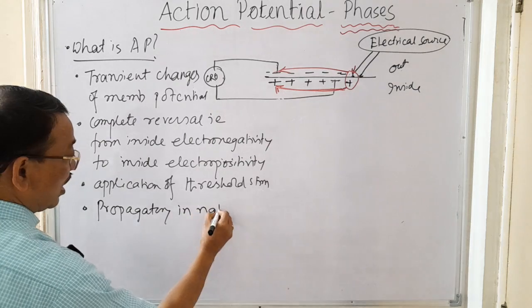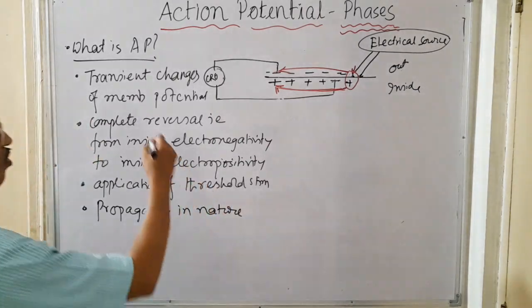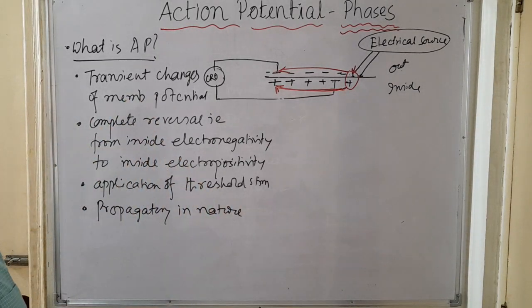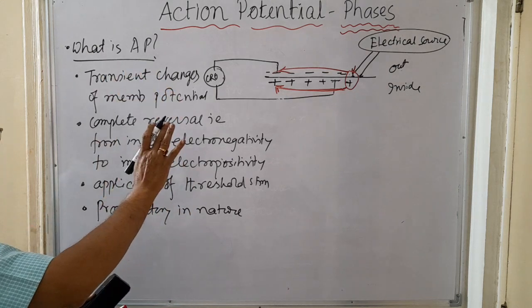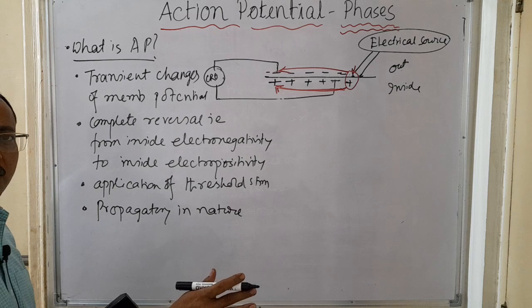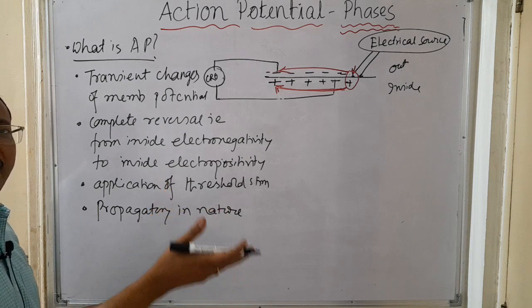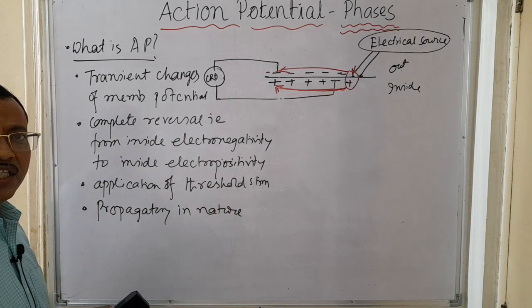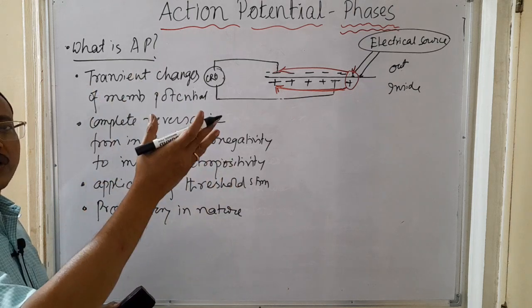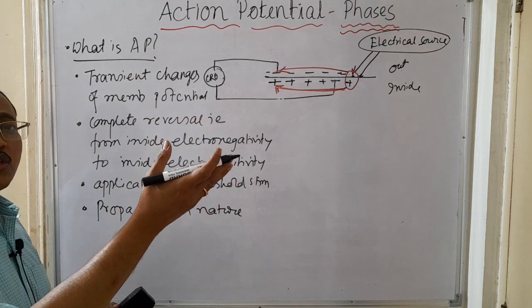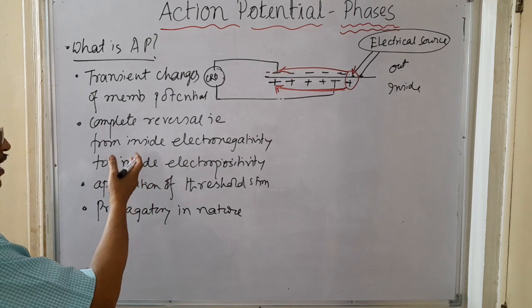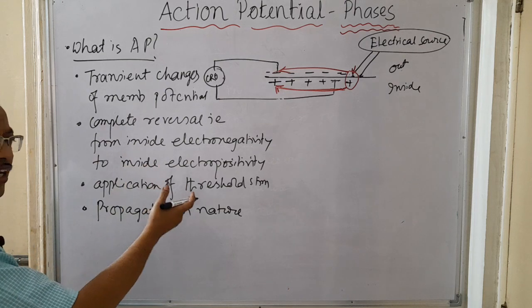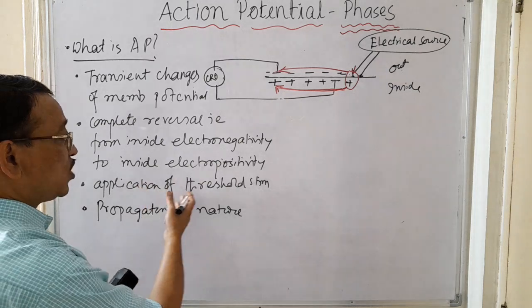So this is known as the action potential. Action potential is the transient change of the membrane potential across the membrane, which is inside positivity with respect to outside, just opposite to that of the resting condition, and that is evoked in response to the application of the threshold stimulus.